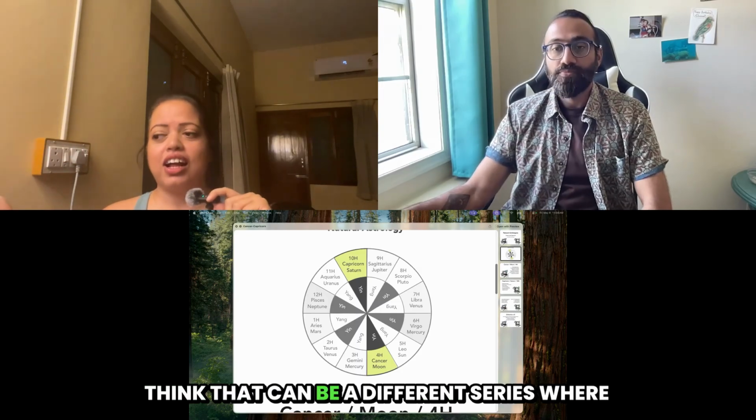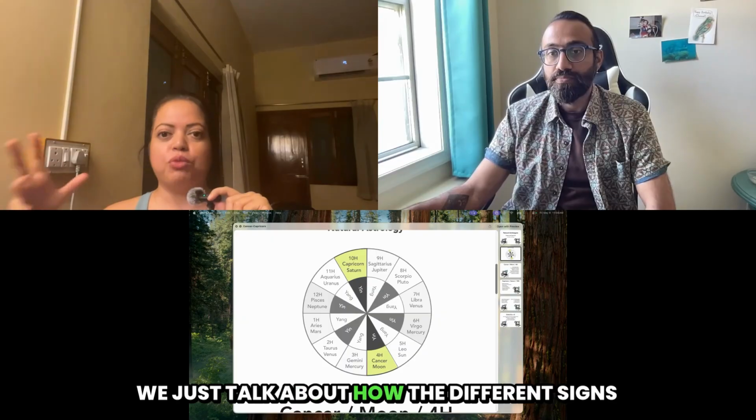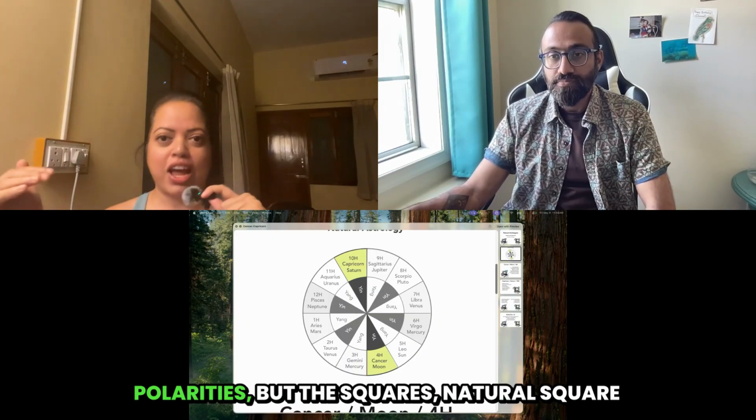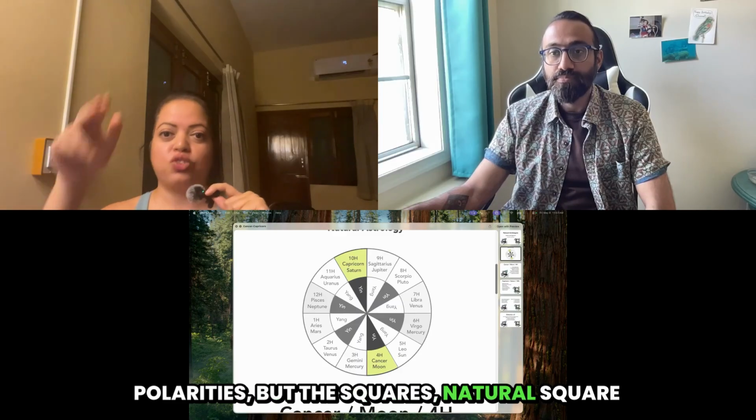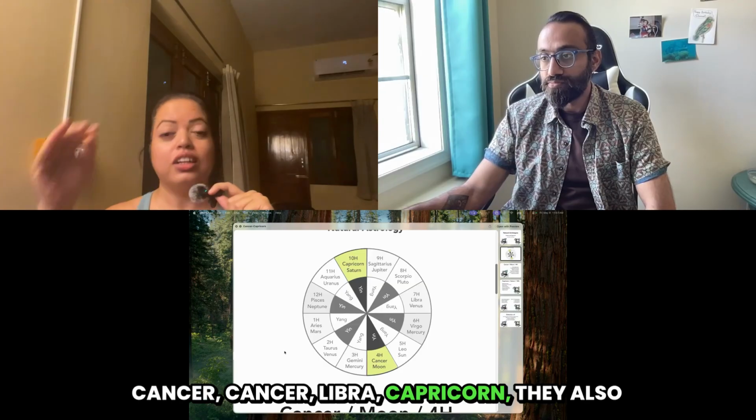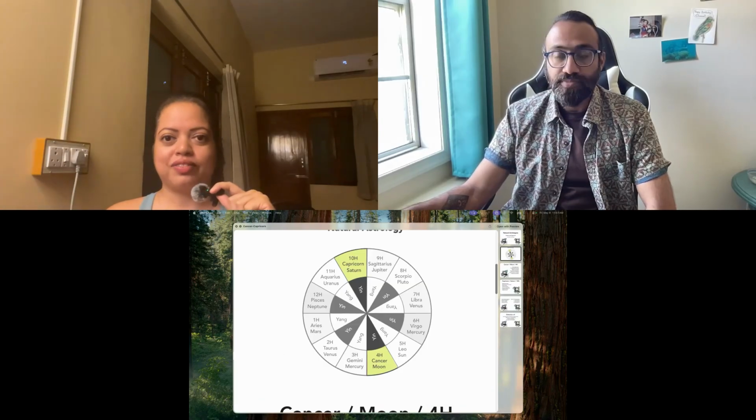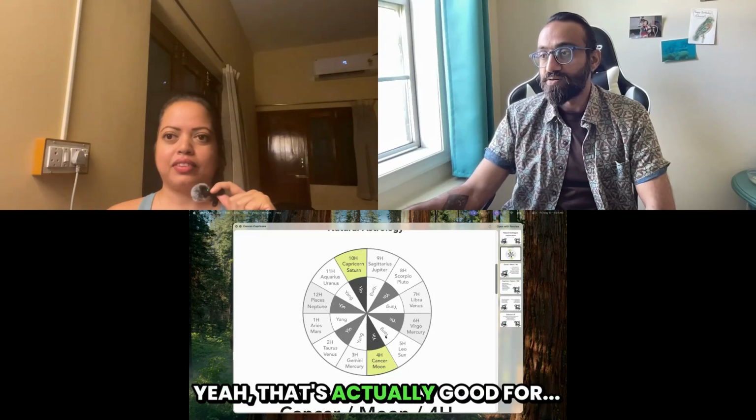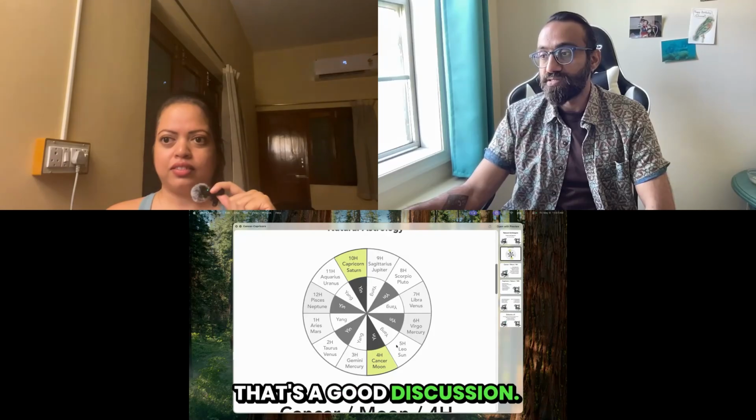I think that can be a different series where we just talk about how the different signs and the modalities balance each other. Because right now we're only doing polarities, but the natural squares between Capricorn and Aries, Aries and Cancer, Cancer and Libra, Libra and Capricorn, they also balance each other. Oh yeah, that's actually really cool. That's a good discussion.